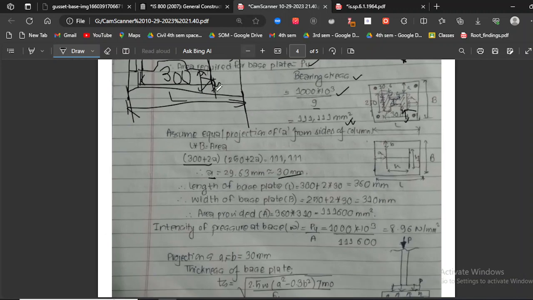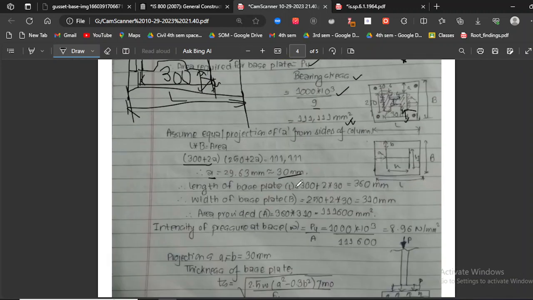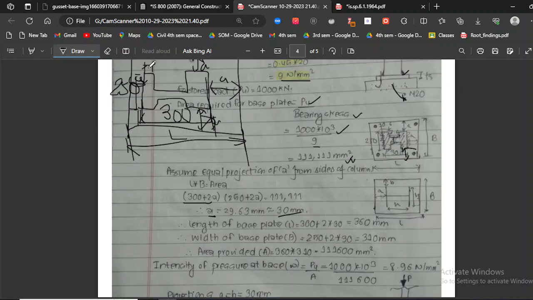So the length of our base plate is going to be 300 plus 2A, which is going to be 300 plus 2 into 30, which is 360 mm. The breadth of the base plate is 250 plus 2A, 250 plus 2 into 30, 310 mm.